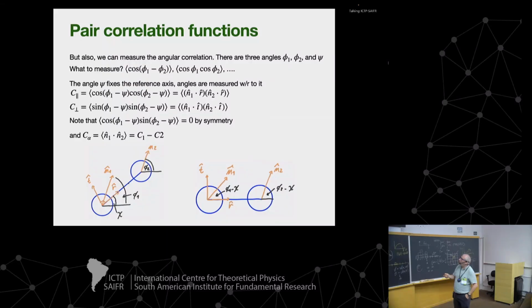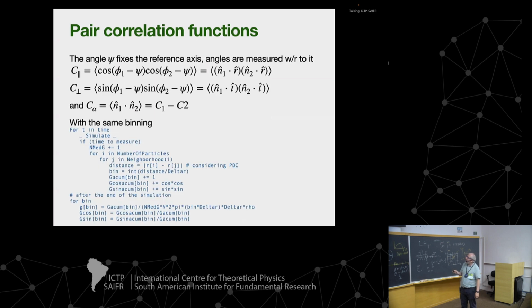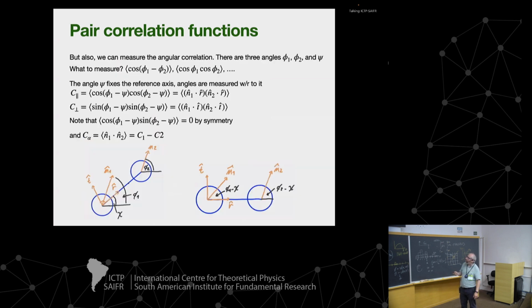Also, this quantity is sometimes useful: the product between the two directors. Are the two particles aligned or misaligned? It's quite easy to check that this C alpha is equal to C1, C2, C parallel, C perpendicular. It's very easy to check that. And okay, now is the code to simulate. It's very easy.